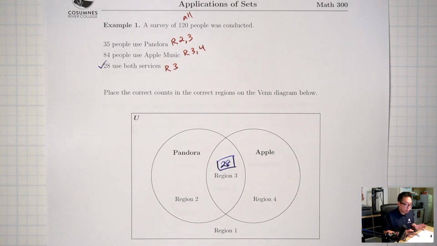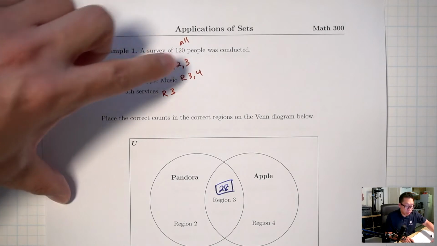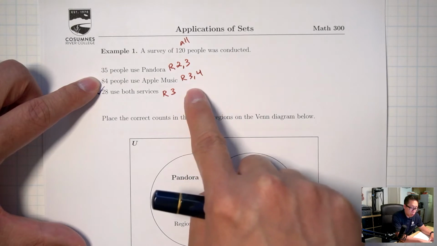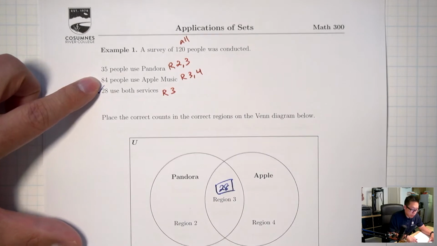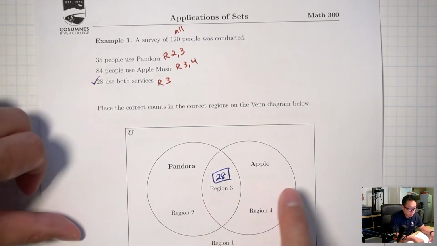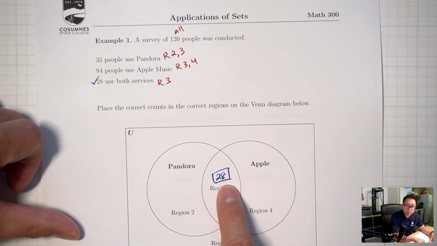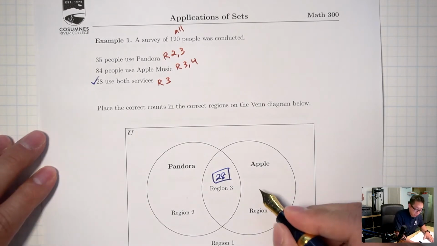Once you're done with all the clues that represent just a single region, now you can go up to the clues that represent 2 regions. It doesn't matter which one you start with. Both of these are represented by 2 regions. Let's do the 84. So 84 is represented by regions 3 and 4. So what that means is that 3 and 4 together should add up to 84. Right now, region 3 is 28. What should this be so that it adds up to 84? The math you can do is just 84 subtract 28. So 84 minus 28, and I get 56.